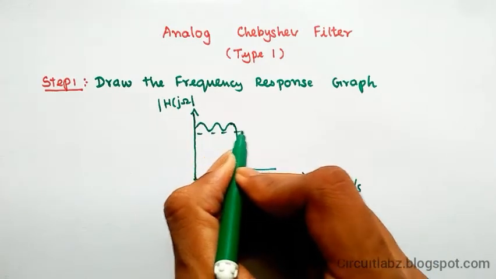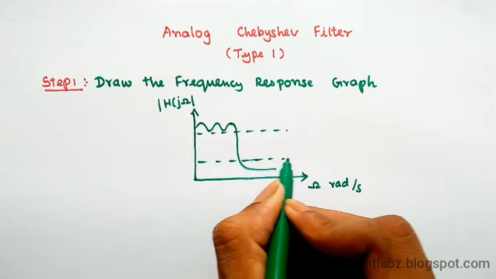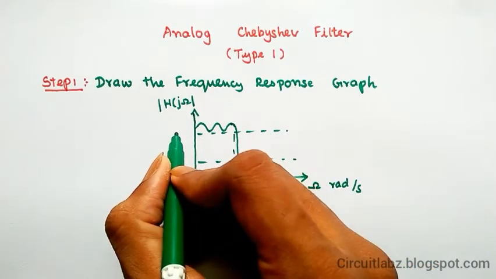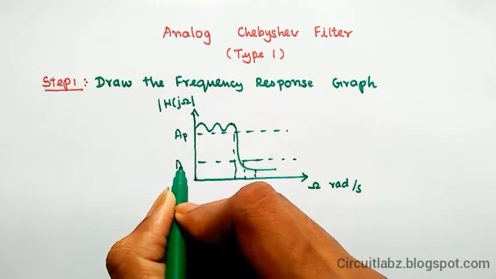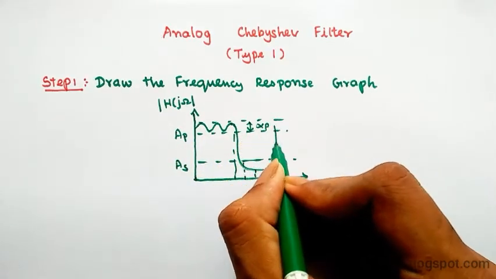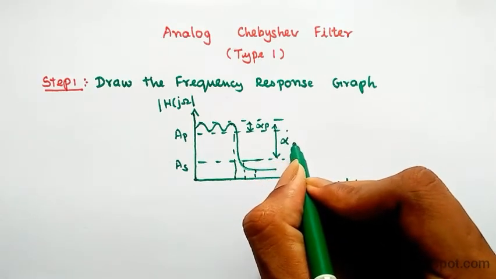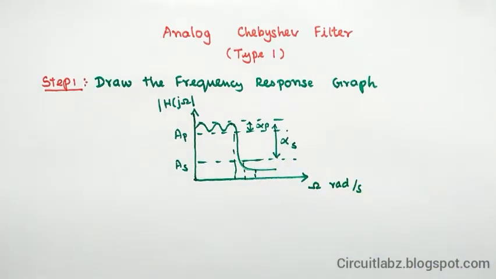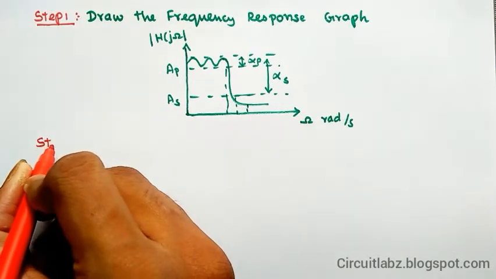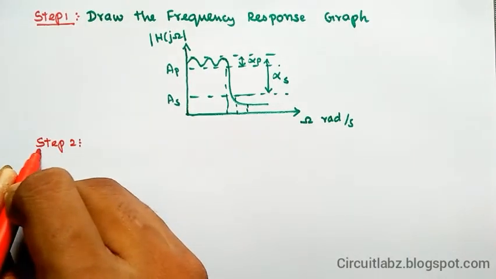We will have 4 parameters here. The first one is AP, which is the passband gain, and AS, which is the stopband gain. Alpha P is the passband attenuation and alpha S is the stopband attenuation. After we have drawn the frequency response graph, we will go to step 2.